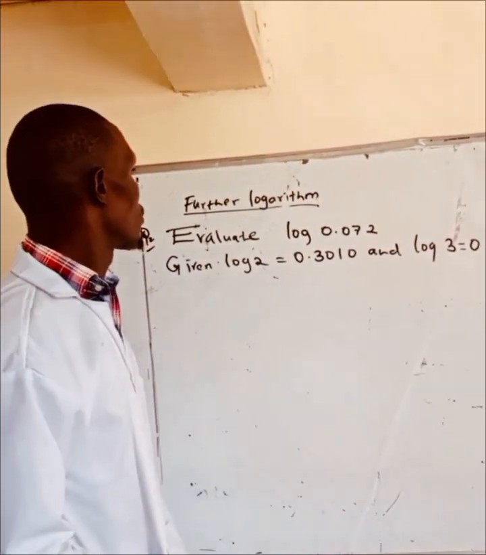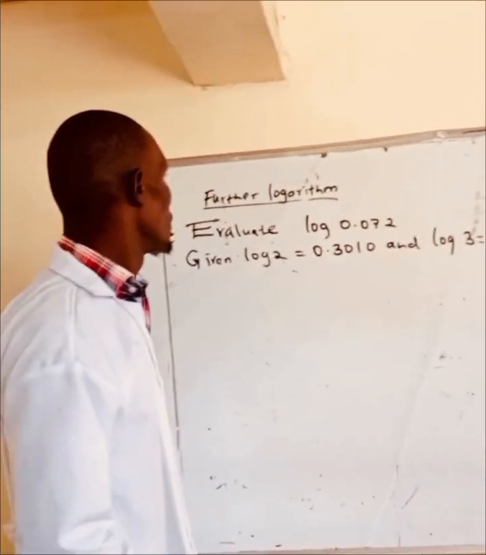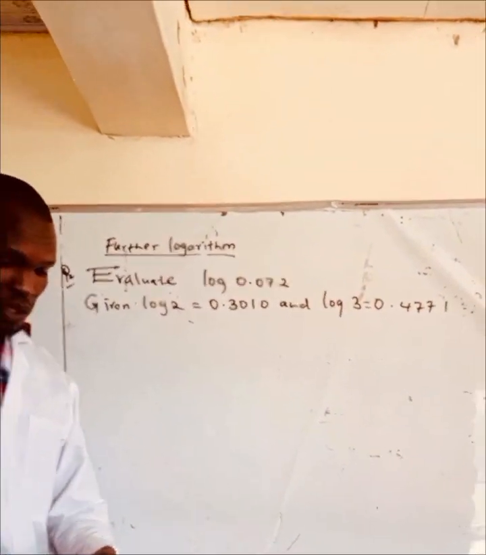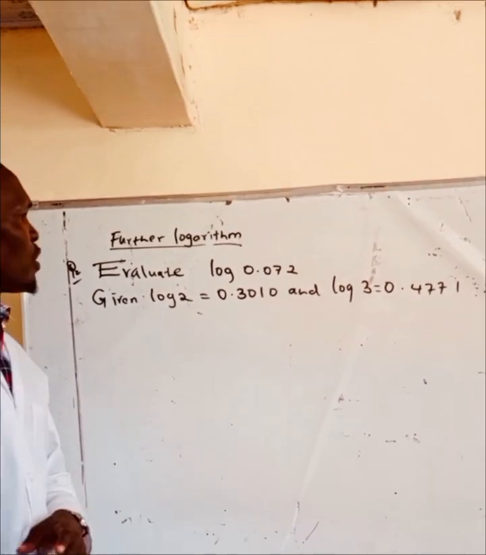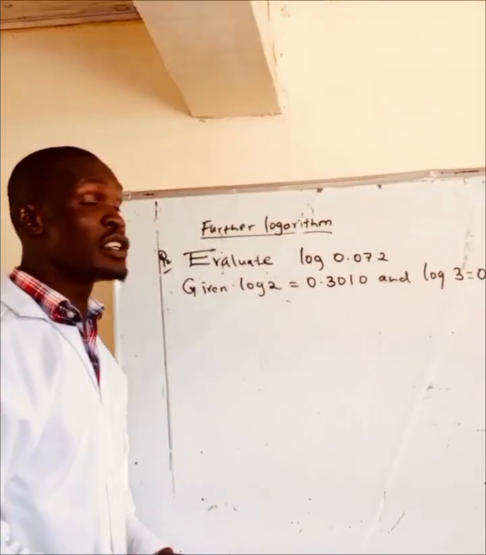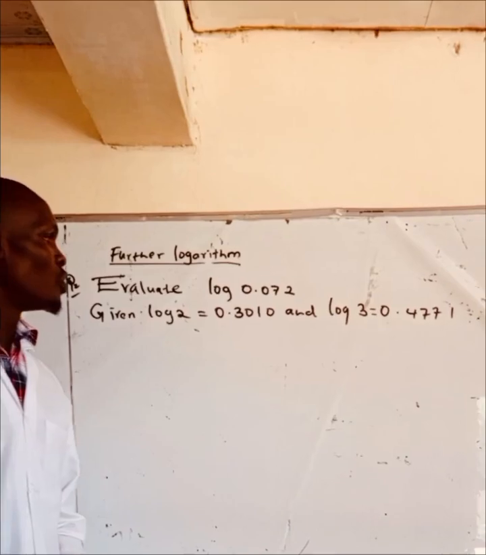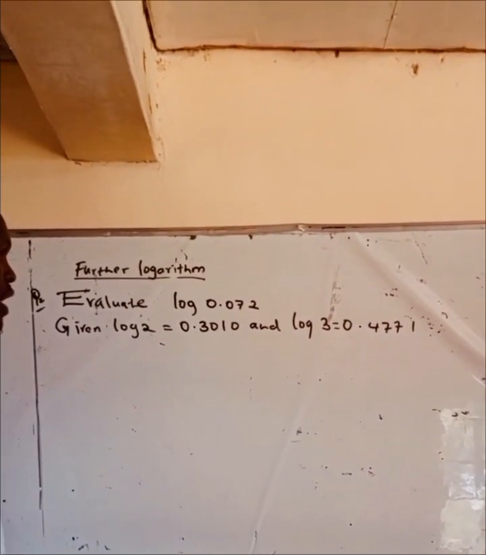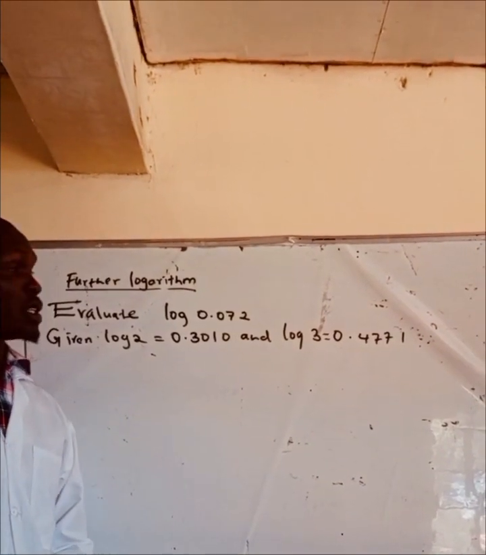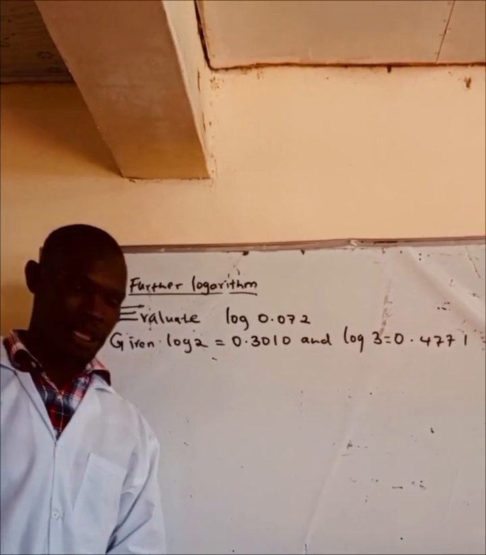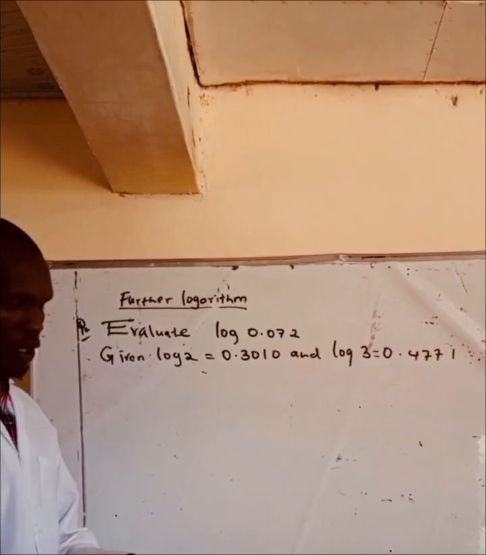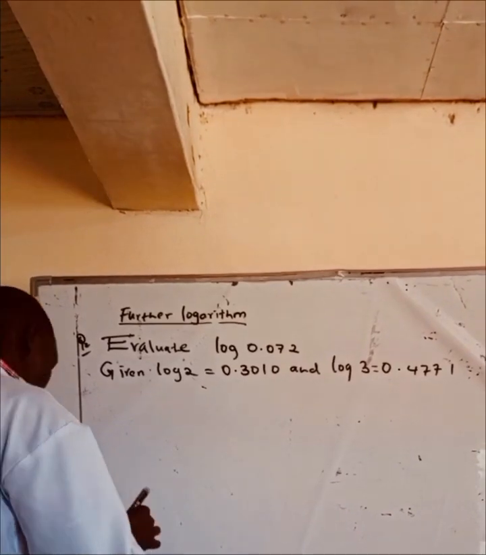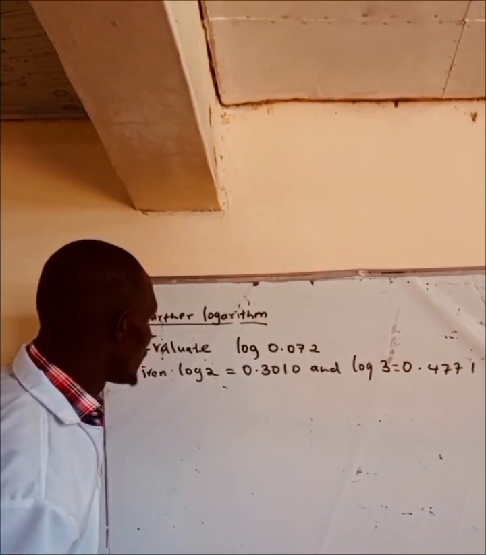I'm going to take you through the question here, which is from a topic in Form 3, further logarithm. The question says: evaluate log of 0.072, given that log 2 is equal to 0.3010 and log 3 is equal to 0.4771. Now, I want us to see how we can solve this question so that we can arrive at the answer. Let us begin from the first step.